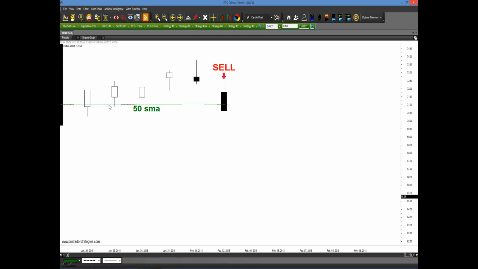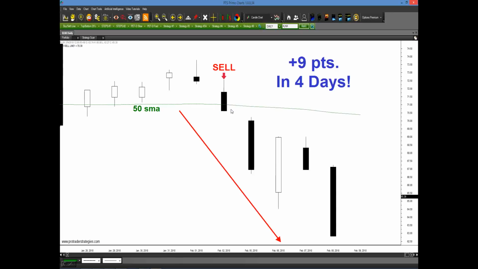Here's XLNX. We are above the 50-period moving average, and then we closed below. So this is the same thing. Even though the majority of bars close above, we have a close below and we close in the bottom 25%. So this is a little bit more advanced, but it's still a valid signal. It met all the criteria, and the stock fell 9 points in 4 days in the first week in February.